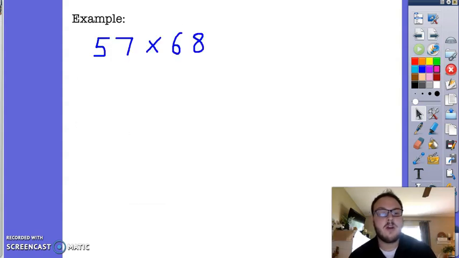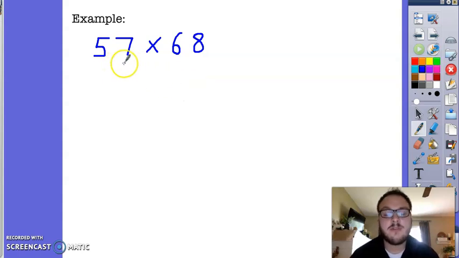So let's go ahead and start with a 2-digit by 2-digit number. We have 57 and 68. The first thing I need to do is break these down into expanded form, and I'm going to show you how to do that. Expanded form means you're just breaking down the number by how many are in its place value. So 57 is going to turn into 50 plus 7, and 68 is going to turn into 60 plus 8.